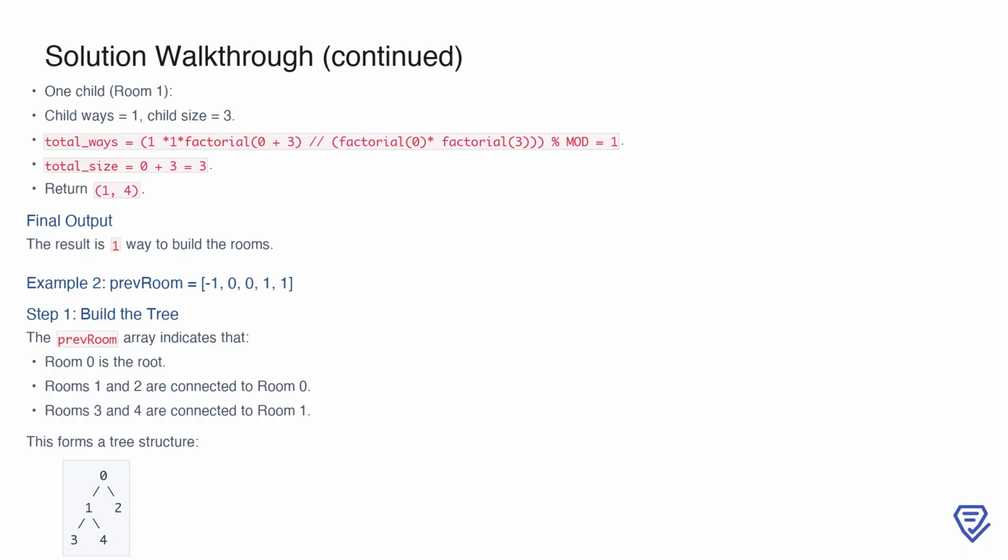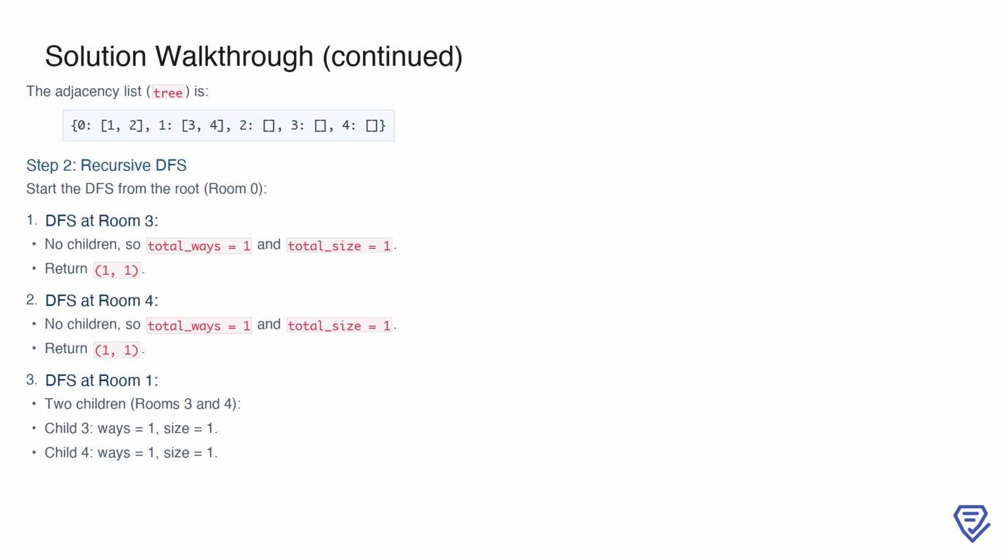Now, let's look at another example where the prevRoom array is -1 0 0 1 1. Here, we repeat the process, build the tree, perform DFS, and calculate the number of ways to build the rooms. In this example, the prevRoom array indicates a more complex tree structure. Room 0 is the root, rooms 1 and 2 are directly connected to room 0, and rooms 3 and 4 are connected to room 1.